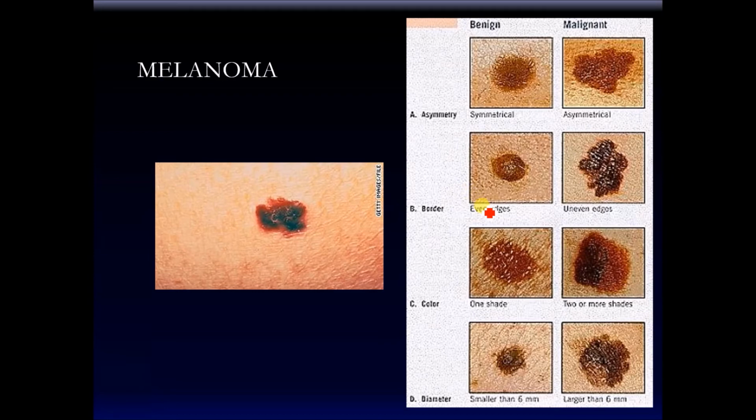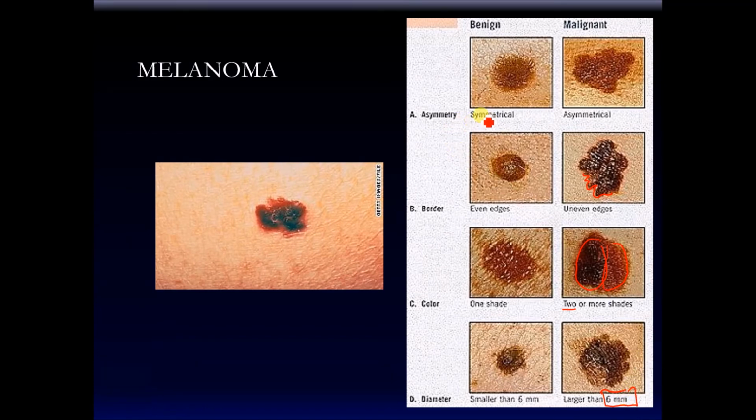A benign lesion will have even edges, whereas a malignant lesion will have uneven edges. A benign lesion tends to have one shade of color. A malignant lesion can have two or more shades of color. Here you can see a darker area, and here you can see a lighter area. And finally, diameter greater than 6 millimeters. So if a lesion is bigger than 6 millimeters, statistically it tends to be more likely to be malignant.